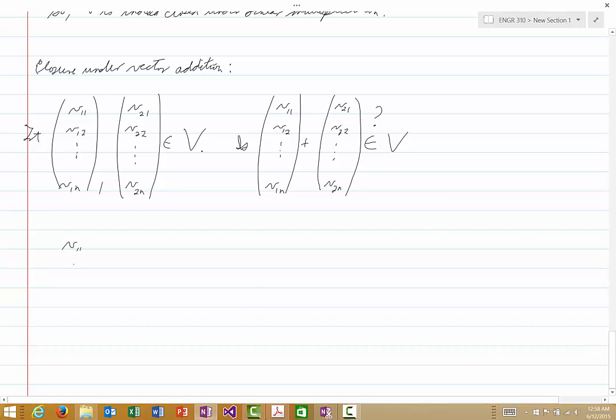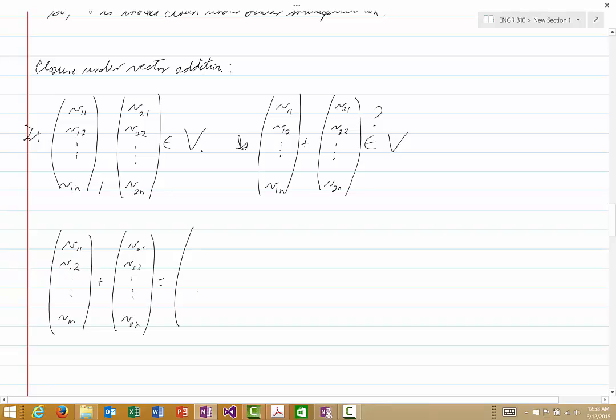Well, v11, v12, dot, dot, dot, v1n plus v21, v22, dot, dot, dot, v2n, that is equal to the vector whose components are v11 plus v21, v12 plus v22, dot, dot, dot, v1n plus v2n. And we want to know, is that in V? Which is equivalent to asking if these first n minus 2 components are 0.